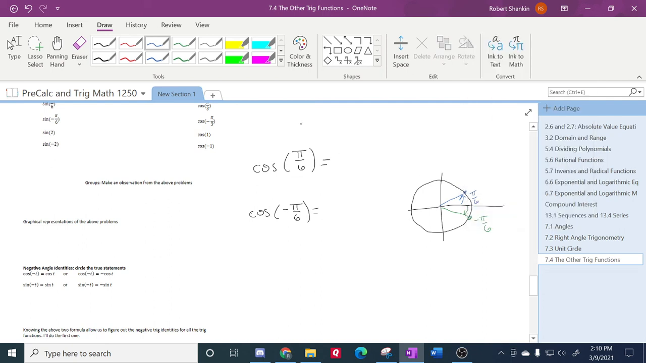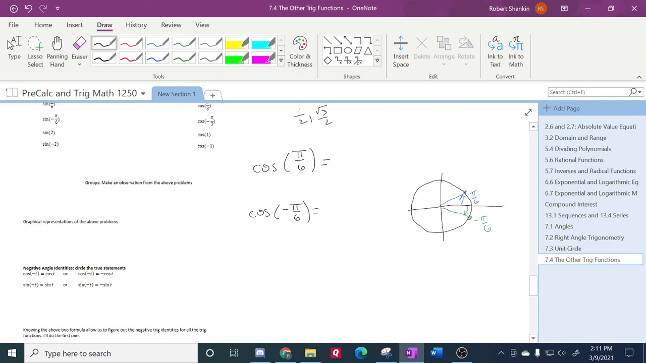the cosine is asking, what is the x-coordinate of the pi over 6? Now the x-coordinate of this point and the x-coordinate of this point are the same, because you go over the same amount. So pi over 6, now remember it's going to be one of these two numbers, either 1/2 or square root of 3 over 2.